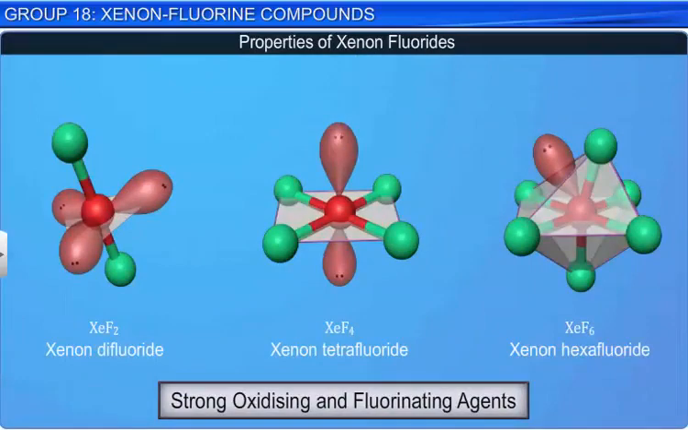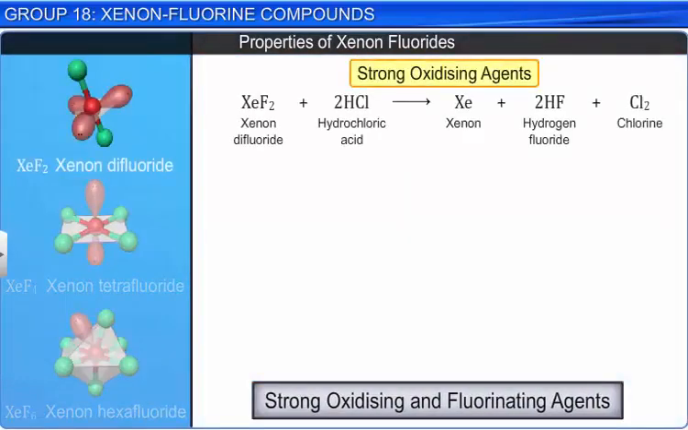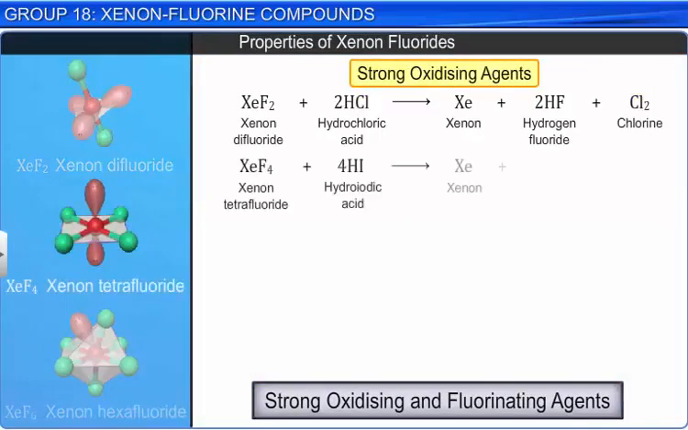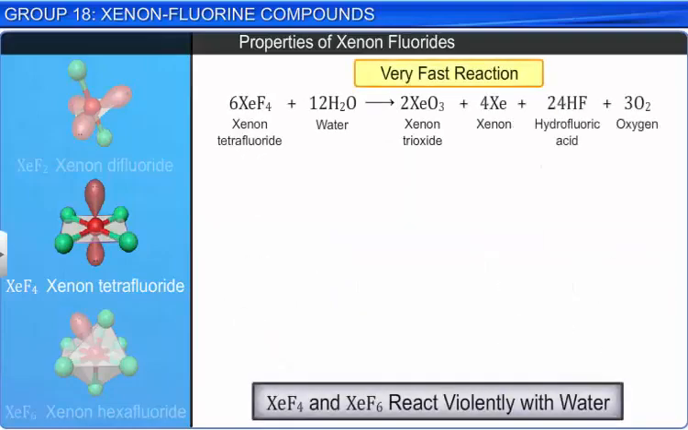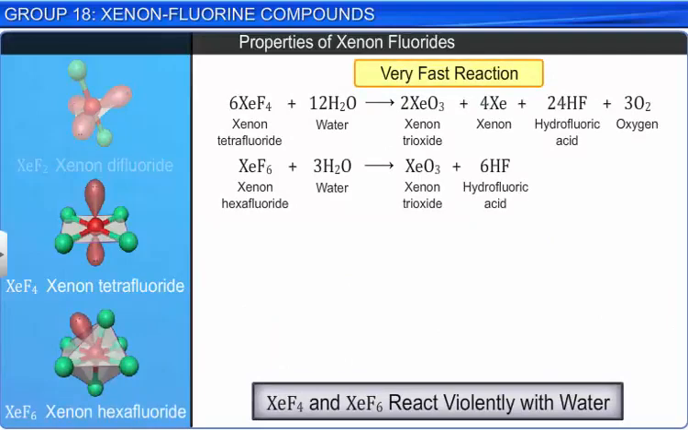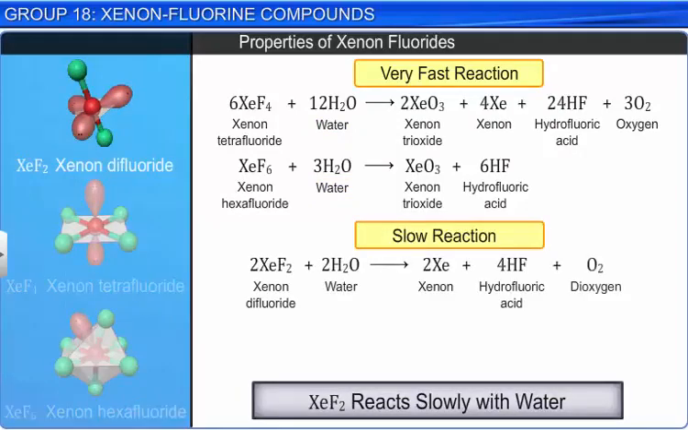For example, xenon difluoride oxidizes chloride ions to chlorine, while xenon tetrafluoride oxidizes iodide ions to iodine, as shown here. Similarly, xenon tetrafluoride fluorinates platinum and sulfur tetrafluoride, as shown by these chemical equations. Xenon tetrafluoride and xenon hexafluoride react violently with water, while xenon difluoride reacts slowly with water.